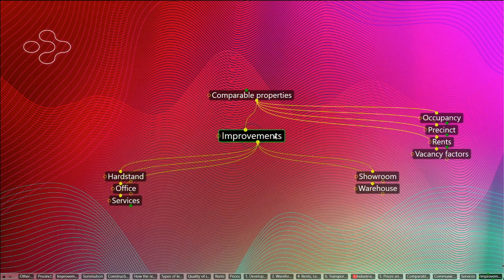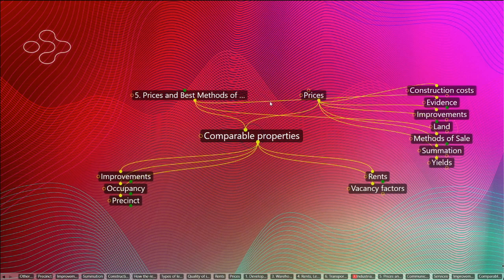That's the way you look at it. So let's go back to the main topic here in the comparable properties topic, the improvements I just went into. Now let's look at occupancy.